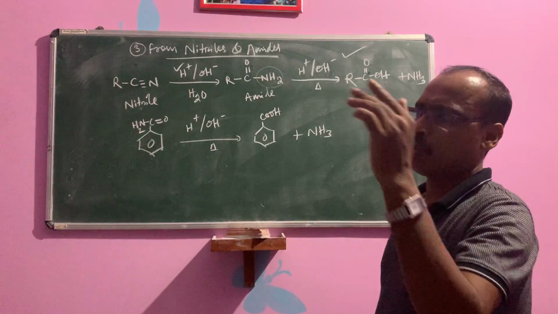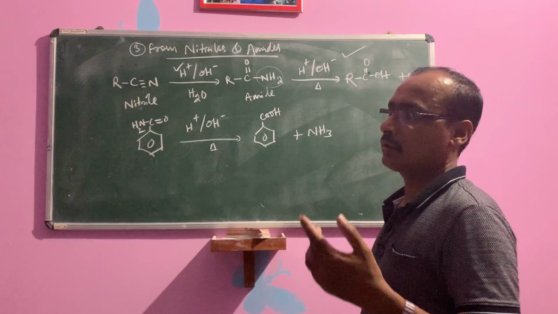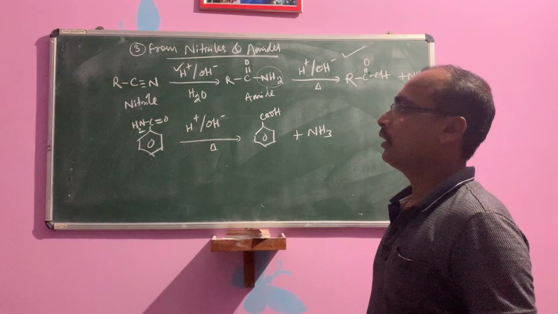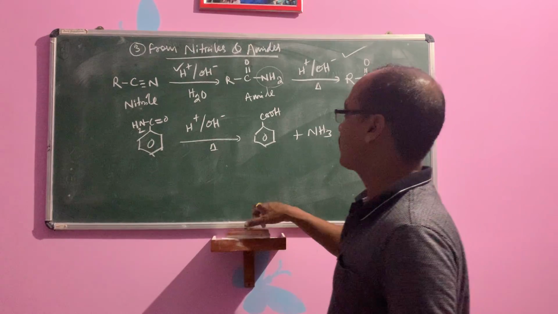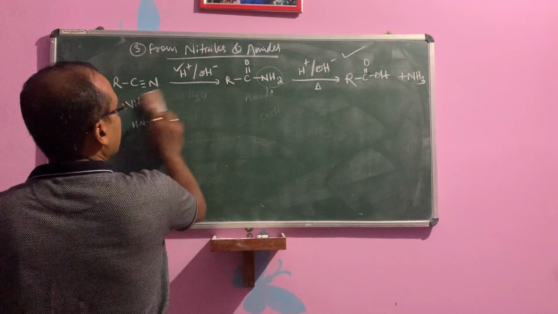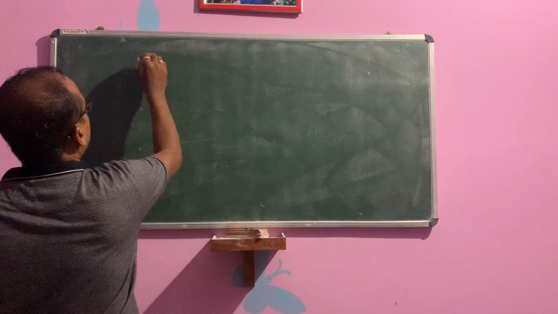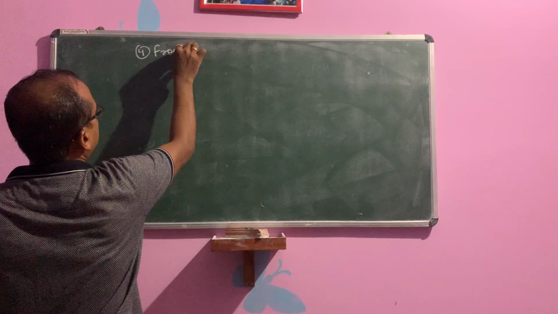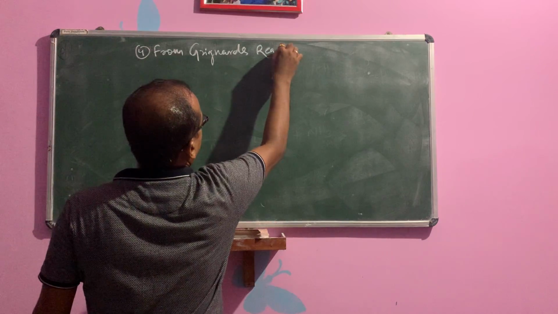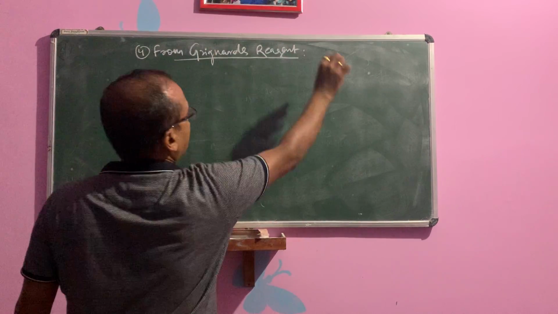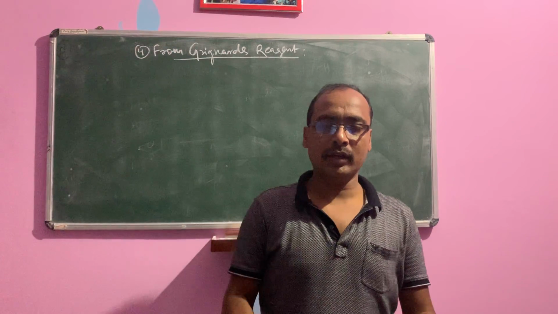Then you have to remember the points. First, from alcohols and aldehydes; second, from hydrocarbons, that is alkyl benzene and alkene; third, from nitriles and amides; fourth, from Grignard's reagent. Do you know the formula of Grignard's reagent? That is RMgX, where R is the alkyl part and MgX is magnesium halide.